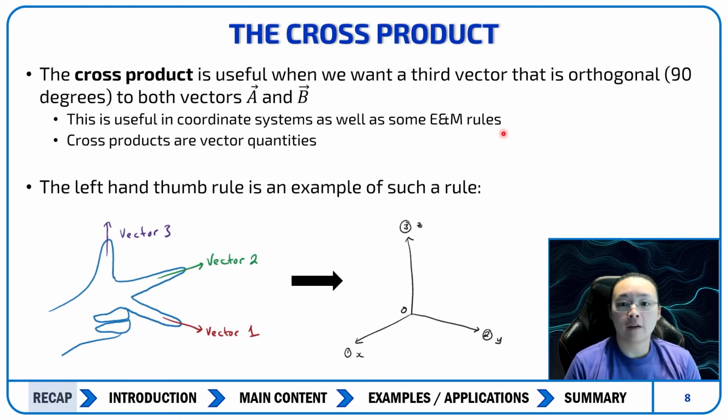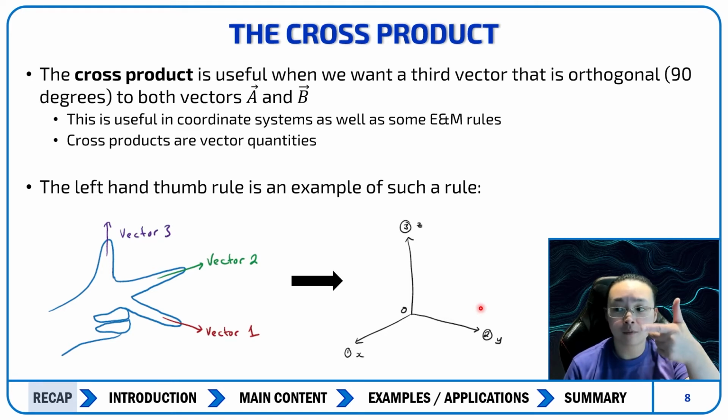So moving on, we have the cross product. The cross product is very useful when we want a third vector that's orthogonal, or 90 degrees, to both vectors a and b. And this is very useful when it comes to coordinate systems, because with the Cartesian coordinate system with x, y, and z, you can pretty much point your fingers using the left-hand thumb rule in the direction of vector 1, 2, and 3.